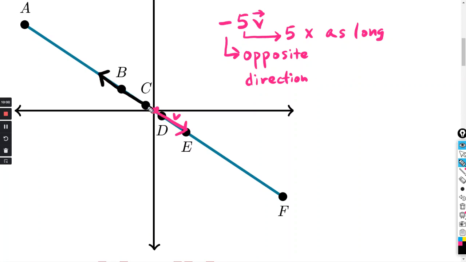Now, which point would be 5 times this one? Well, this is approximately, on my screen, about 1 inch. So if I went this way, I'd have to go about 5 inches. So that would have to be point A. If I only went to point C, that's less than vector v. And if I only went to point B, that's about the same as vector v. We need to go 5 times as far. So it'd be all the way out here to point A. And the negative makes it go in the opposite direction.